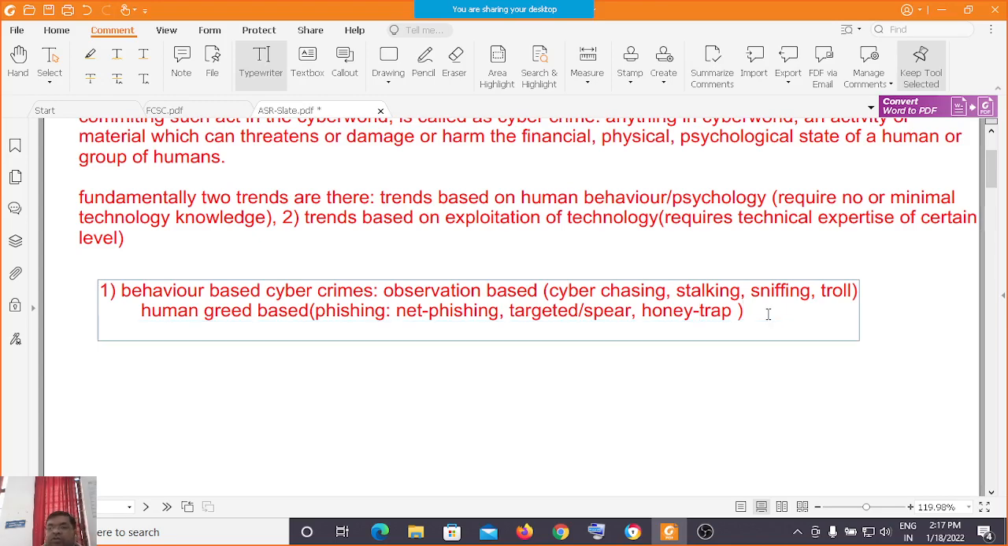Now this second category I'm talking about is technology based cyber crime. In technology based cyber crime, first is email spoofing, or simply spoofing I can say, but first let's go with email spoofing. Email spoofing is there, website spoofing is there.